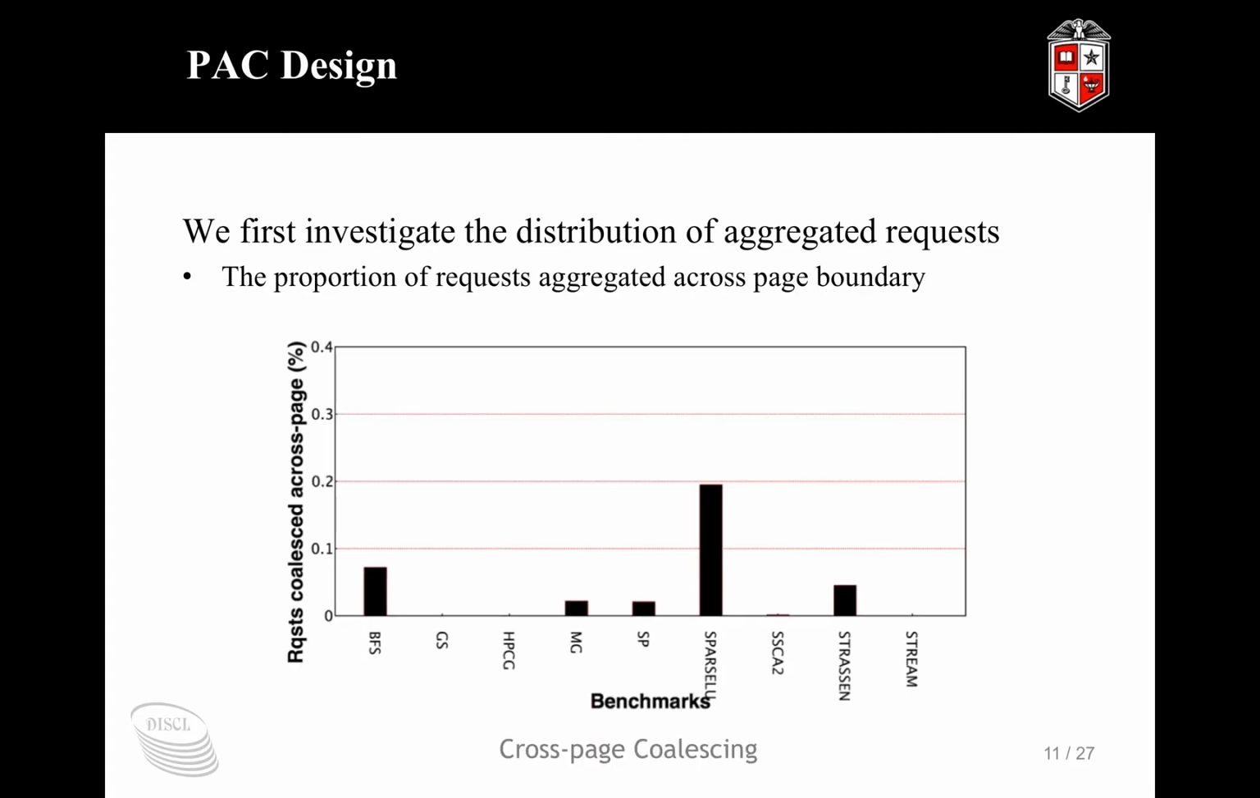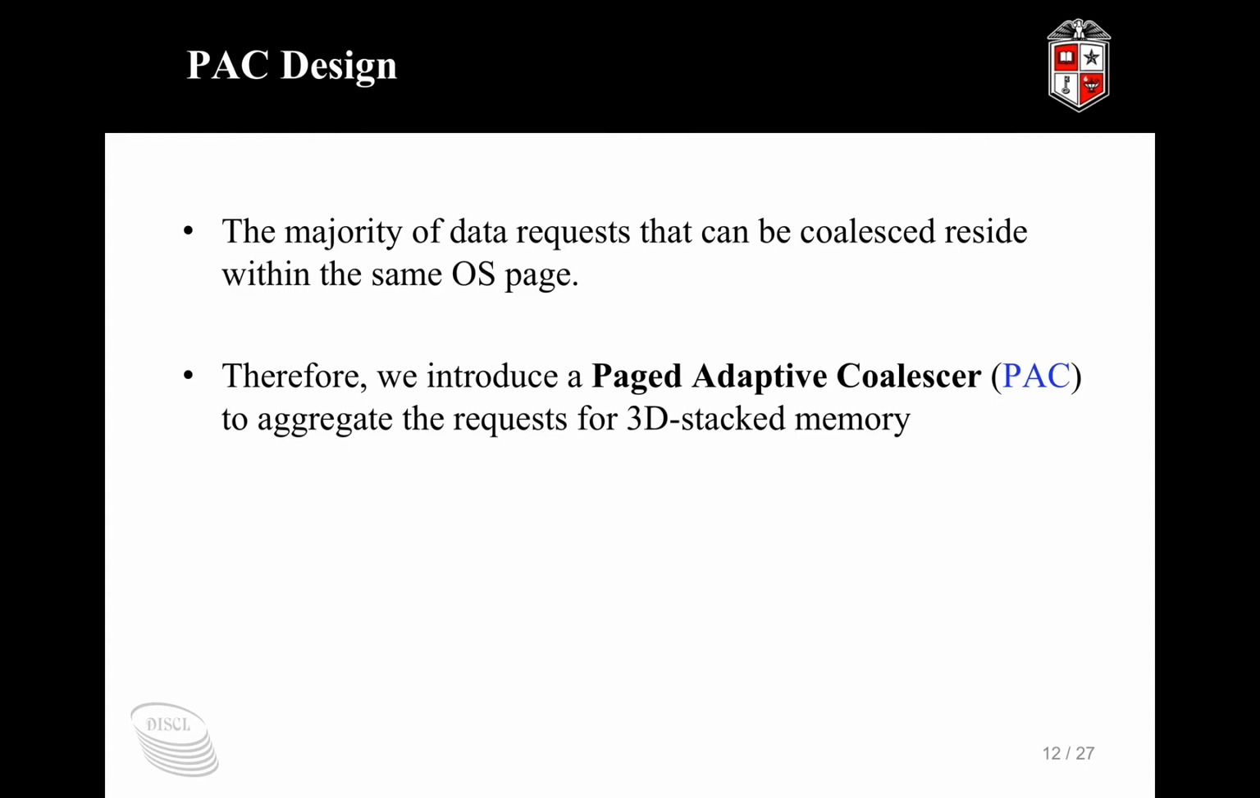In order to better design the memory coalescing model for 3D stacked memory, we first investigated the distribution of the aggregated requests of various applications. Then we tested the proportion of requests that aggregated across the OS page boundary. As we can see in the figure, over the tested benchmarks, the majority of the requests that can be aggregated reside within the same OS page, and no more than 0.2% of the requests could be coalesced across the physical page boundary. As a result, we don't need to waste time comparing and coalescing requests distributed over different physical or virtual pages, which further improves the efficiency of the memory coalescing design.